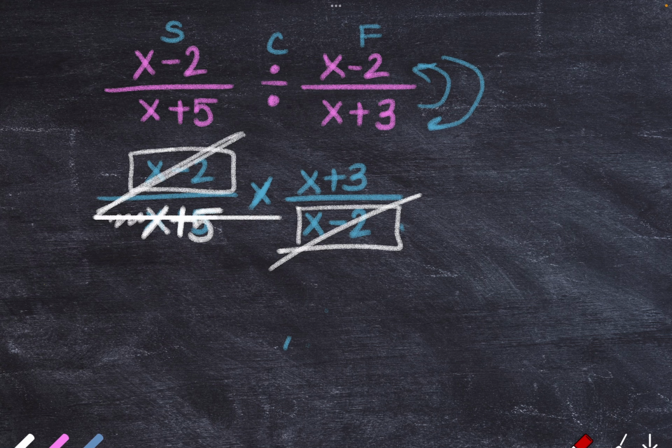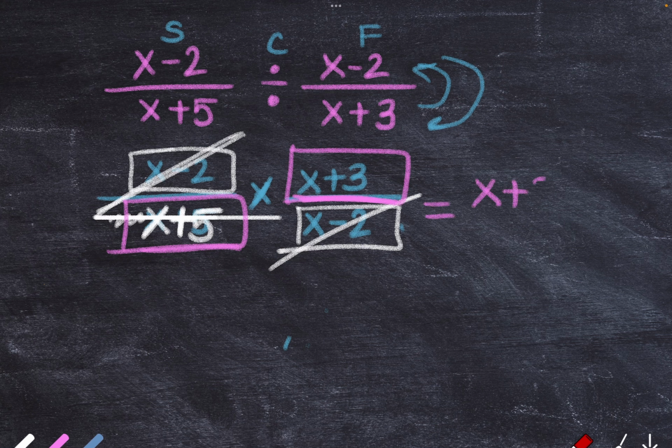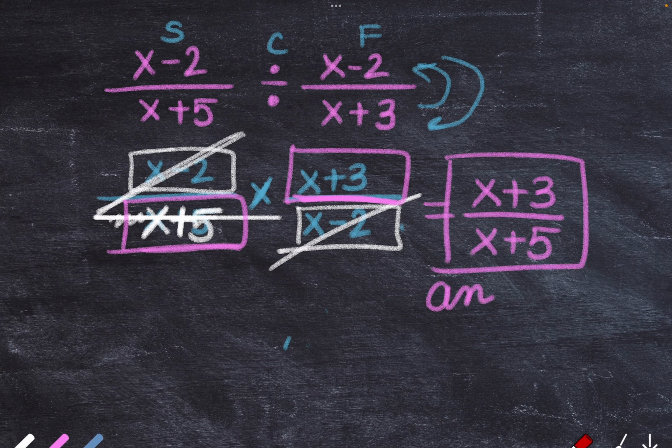So my answer is whatever is left is my answer in the final answer, because this is x plus 5, this is x plus 3, they cannot cancel. So I write down my final answer as x plus 3 over x plus 5. Hence the final answer. So remember, we learned the strategy in this one to stay, change, flip, as to how we used to divide fractions in middle school.